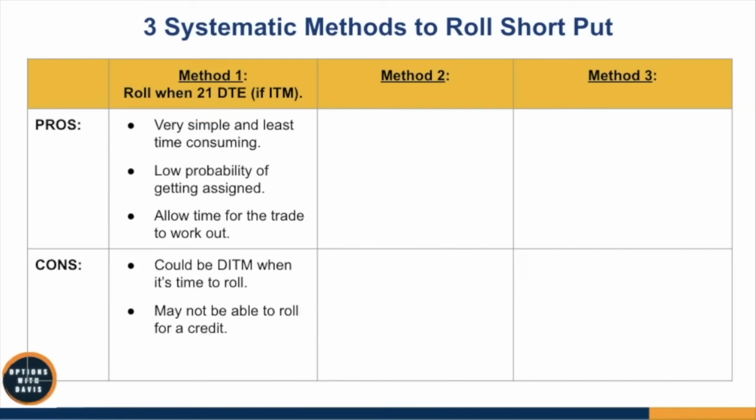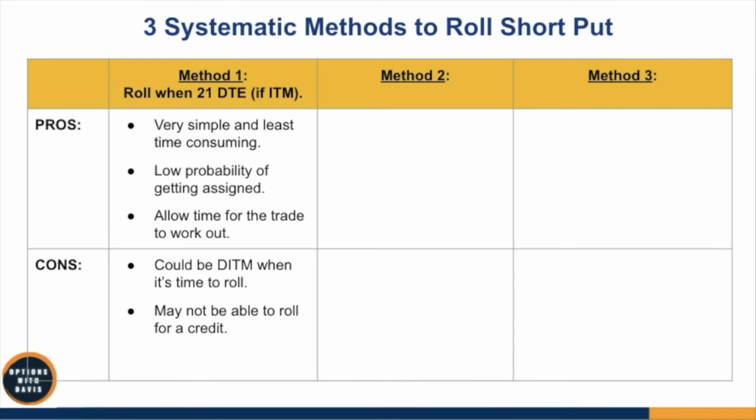Now the con is that it could be deep in the money when it's time to roll. And when it's deep in the money, as I shared with you earlier, it becomes harder for you to roll down. There are fewer strike prices, and in certain cases, if it's so deep in the money, you realize that you can't even roll down unless you roll extremely far away, like maybe a year out, then you can roll down. By then, it would kind of defeat the purpose of a short put, because a short put is meant to have theta, you're meant to have time decay.